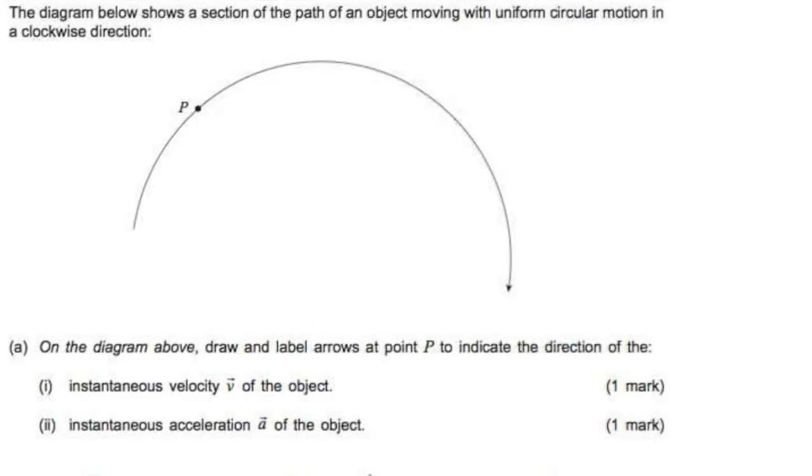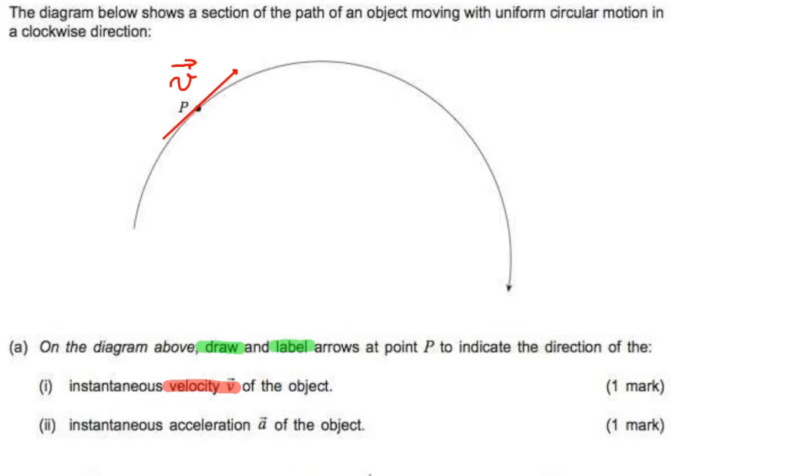The diagram below shows a section of the path of an object moving with uniform circular motion in a clockwise direction. In Part A, it is important to remember that the lines that we draw are both labelled and have a direction attached to them. The first line to draw is the velocity vector. It is a tangent line drawn at point P. Make sure you include the direction on the line and the velocity vector.